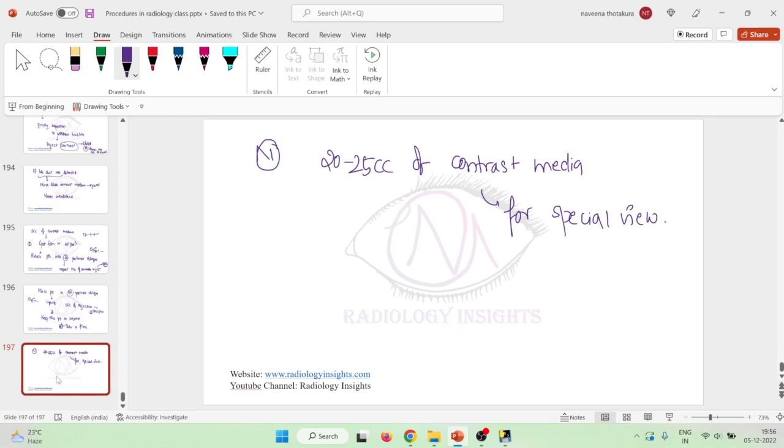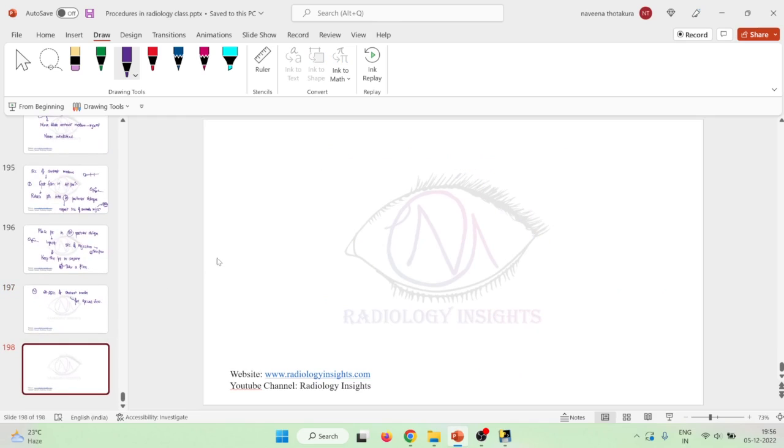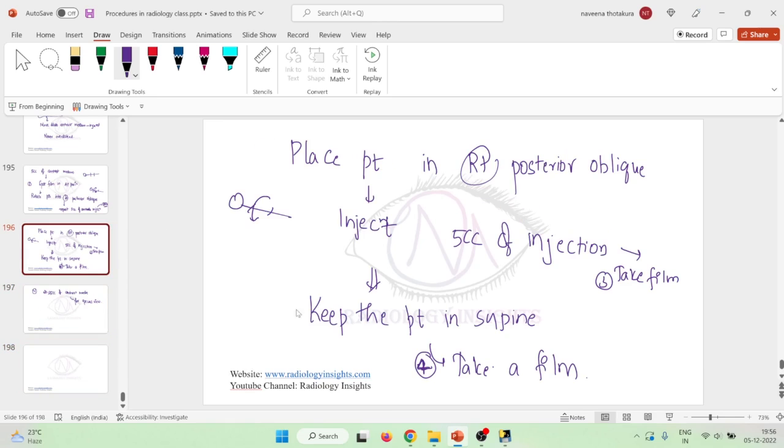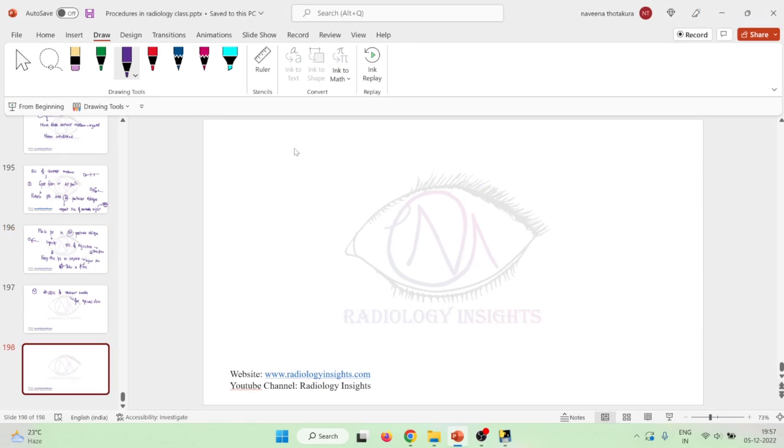Now, after this, this is the final injection. In supine here also you can inject 5 cc of injection and you can take the film. Now, after this final injection, this is the fifth film which is taken, and a right lateral film is obtained if required.